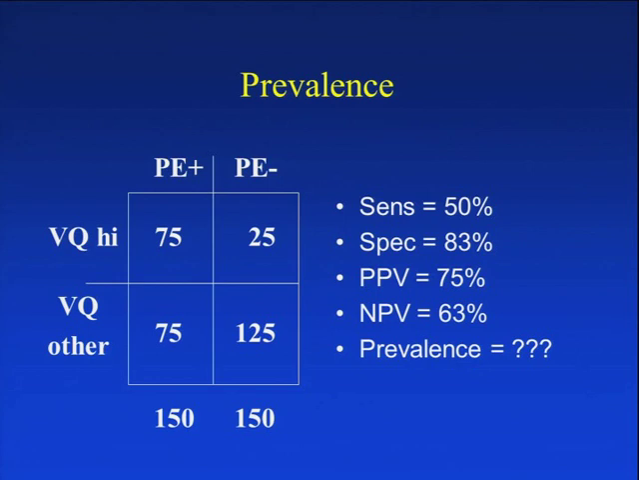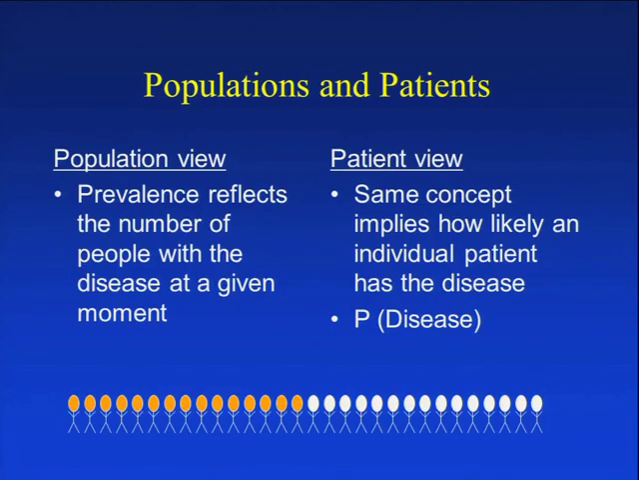So as we talked about, the prevalence in this particular study was 50%. We can calculate that from the actual study itself. But in order to understand what we do with the patient versus what we do with the study, which is a study of populations, we have to accept the fact that in the population view, the prevalence reflects the number of people with the disease at a given moment. Remember I said all diagnostic studies are cross-sectional studies? Well, that's exactly what's happening here.